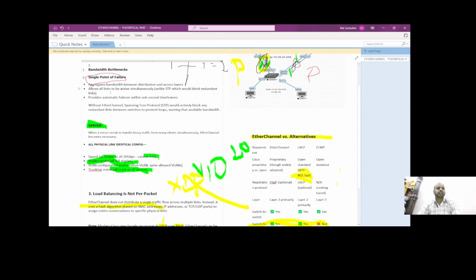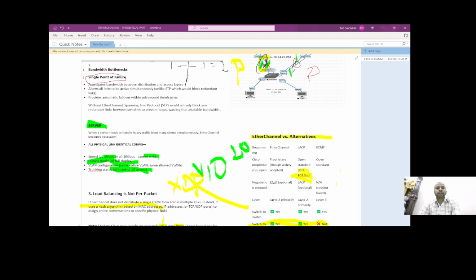distribution and the access layer. Okay, it's very good for the access layer. Allow the links to be active simultaneously, unlike STP, which would block redundant links. STP जो है वो redundancy को क्या करता है, ब्लॉक करता है, क्योंकि हमारा EtherChannel क्या है, redundancy को ब्लॉक नहीं करता है. तो ये जो है सबसे बेस्ट थिंग है कि EtherChannel does not block the redundancy, whereas STP blocks redundancy, and it is the benefit. It is a benefit in EtherChannel.